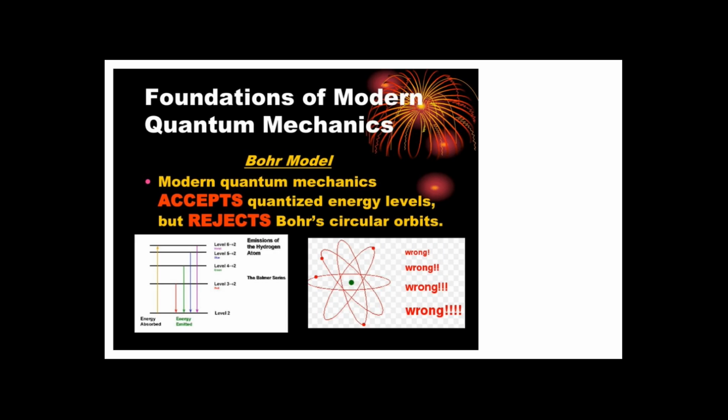So, the foundations of modern quantum mechanics. As it says, modern quantum theory accepts Bohr's quantized energy levels, but rejects Bohr's circular orbits. So we still have these quantized energy levels, and electrons moving from a high energy level to a low one. But the atom does not look like that.